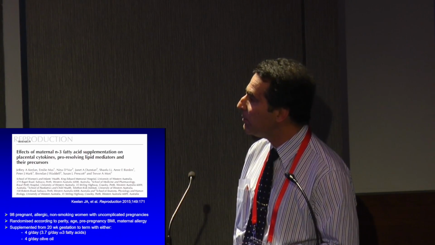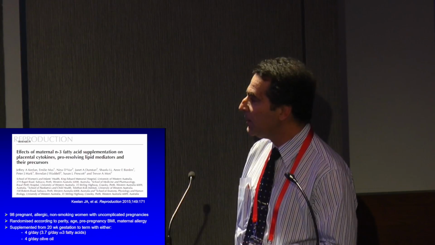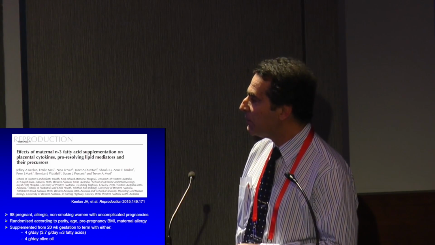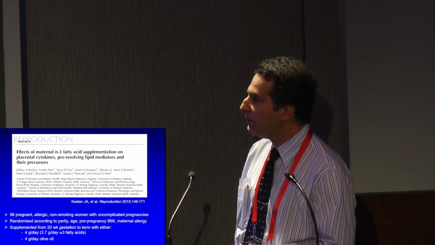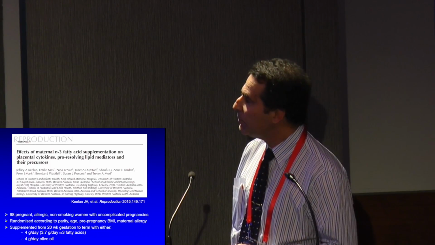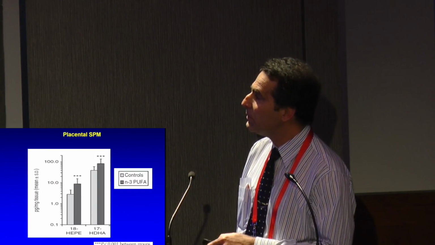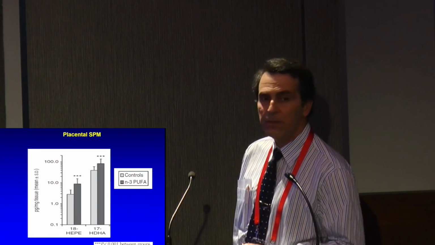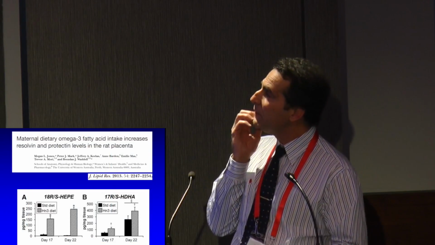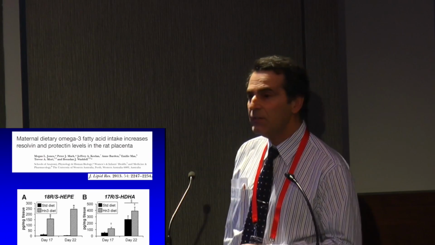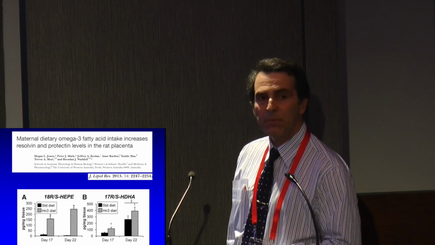This was a study that we performed in 98 pregnant women who were randomly assigned to either fish oil, or N3 fatty acids, or olive oil from 20 weeks gestation to term. What we showed in this study was that, again, in placental tissue, there's a significant increase in SPM. More importantly, you can do a lot more in rats, because you can actually extract placental tissue during early and late pregnancy.